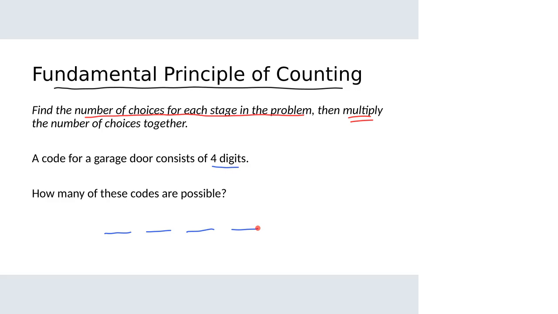And what I want to do is figure out the number of choices for each stage in the problem. What I mean by that is, for this first digit in the code, how many things are possible to go in this spot right here? How many different digits could there be as that very first one in the code? This could be a PIN number for an ATM, which is a perfect example with 4 digits. So how many different possible numbers are there for that first space?